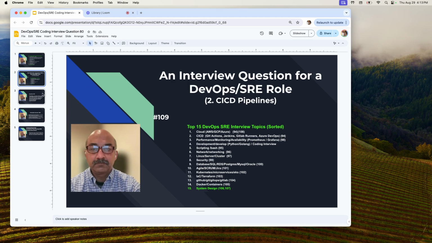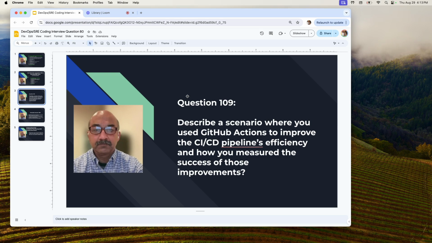Okay, so the question today is question number 109. Describe a scenario where you use GitHub Actions to improve the CI/CD pipeline's efficiency and how you measured the success of those improvements. I'm going to give you one example, and your real-life example might be different, and that'd be better. But here's one that you can go with.